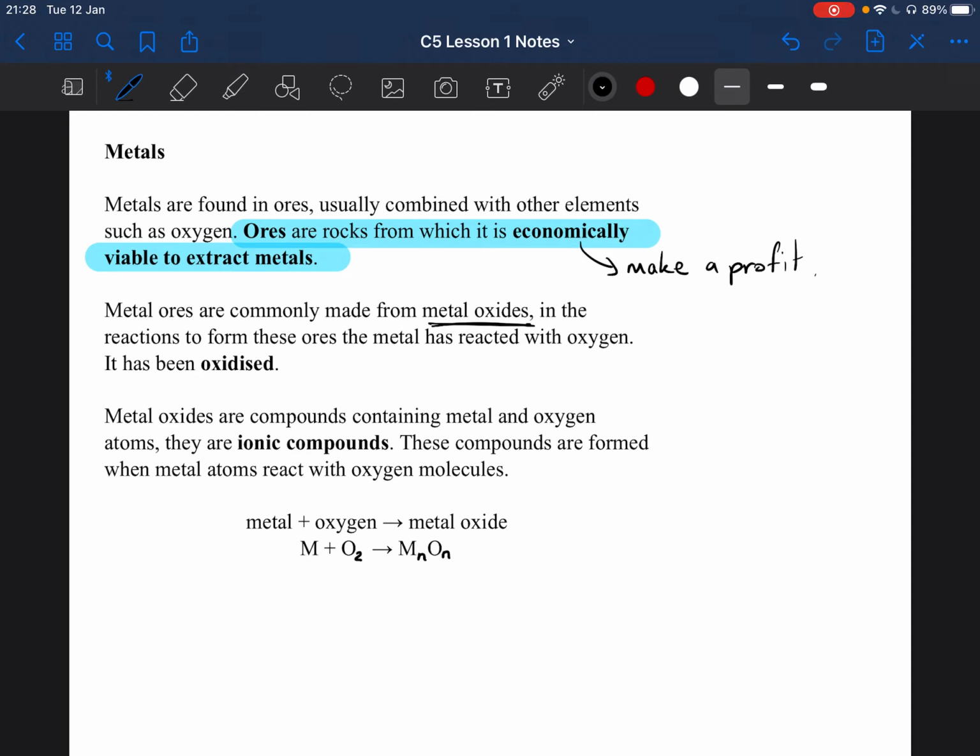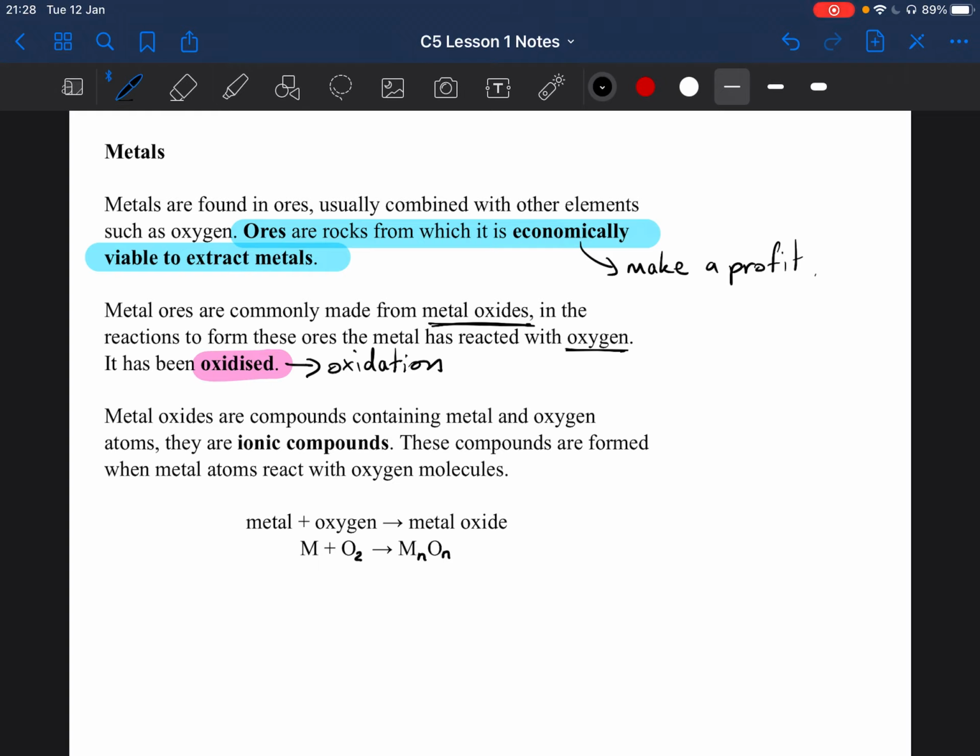And what has happened is that our metal has reacted with oxygen. And we can say that that metal has been oxidized. And this is a key term that we use quite often in chemistry. It's the term oxidation. And oxidation has 2 meanings, which I'm going to go through in this video. The first meaning is to gain oxygen, and the second meaning is to lose electrons. I'm going to talk to you about that in a couple of minutes' time.